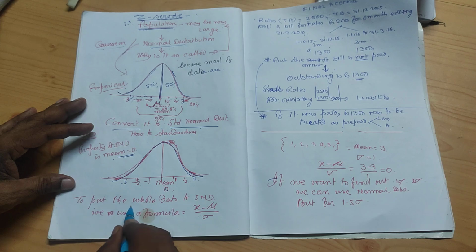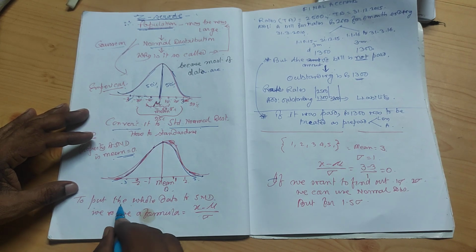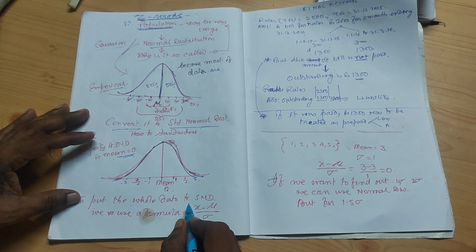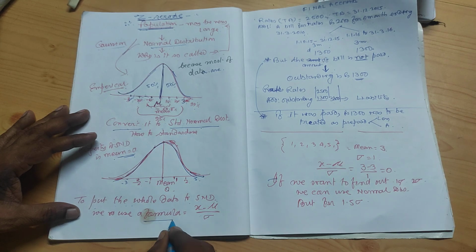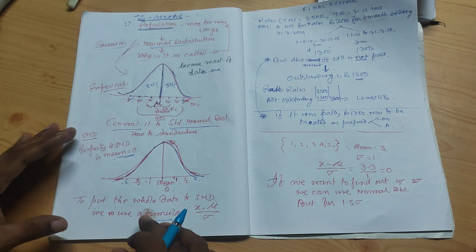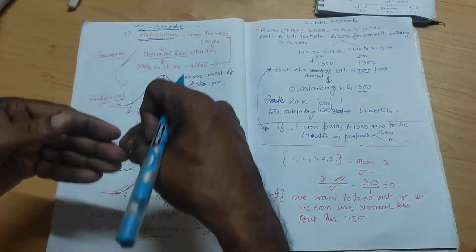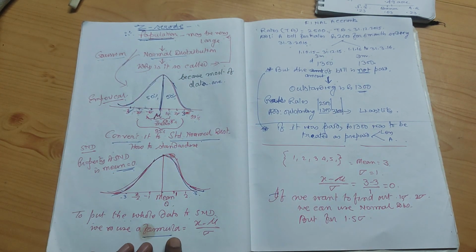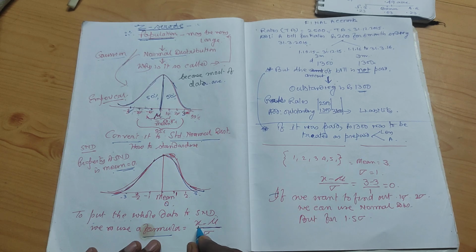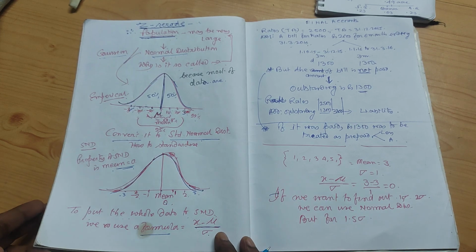To put the whole data into standard normal distribution, you have to take the data from normal distribution to the standard normal distribution using a formula. It is quite common, and we also use it in the case of t-test and z-test. That is (x minus mu) divided by SD.